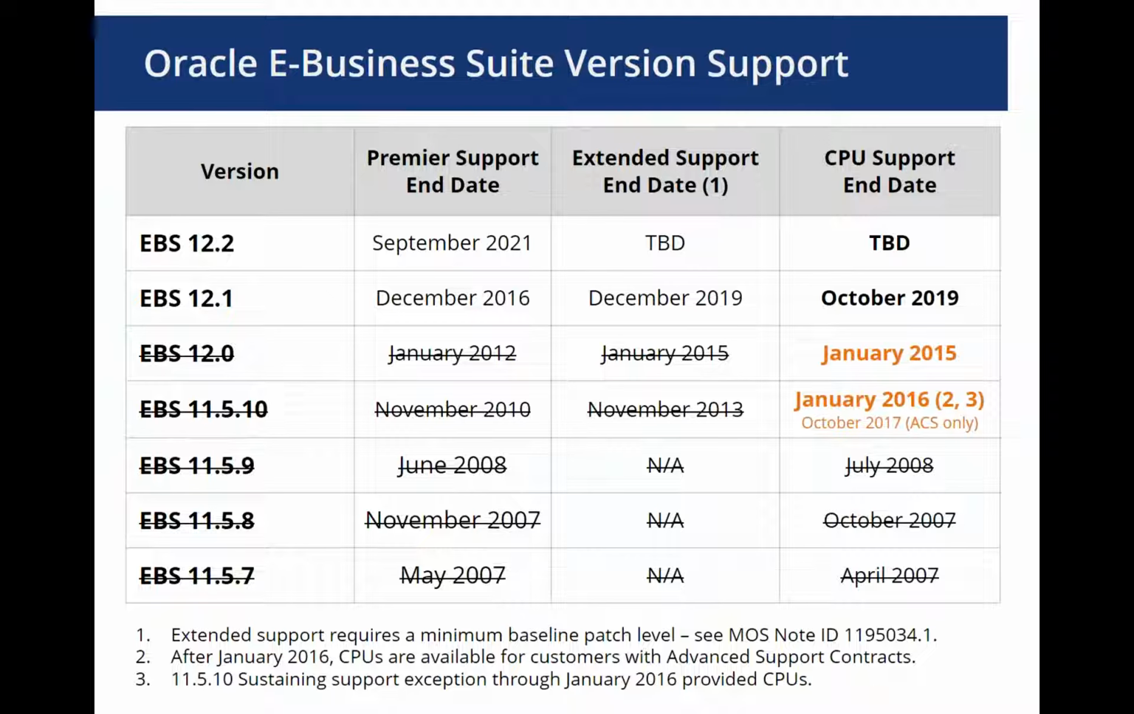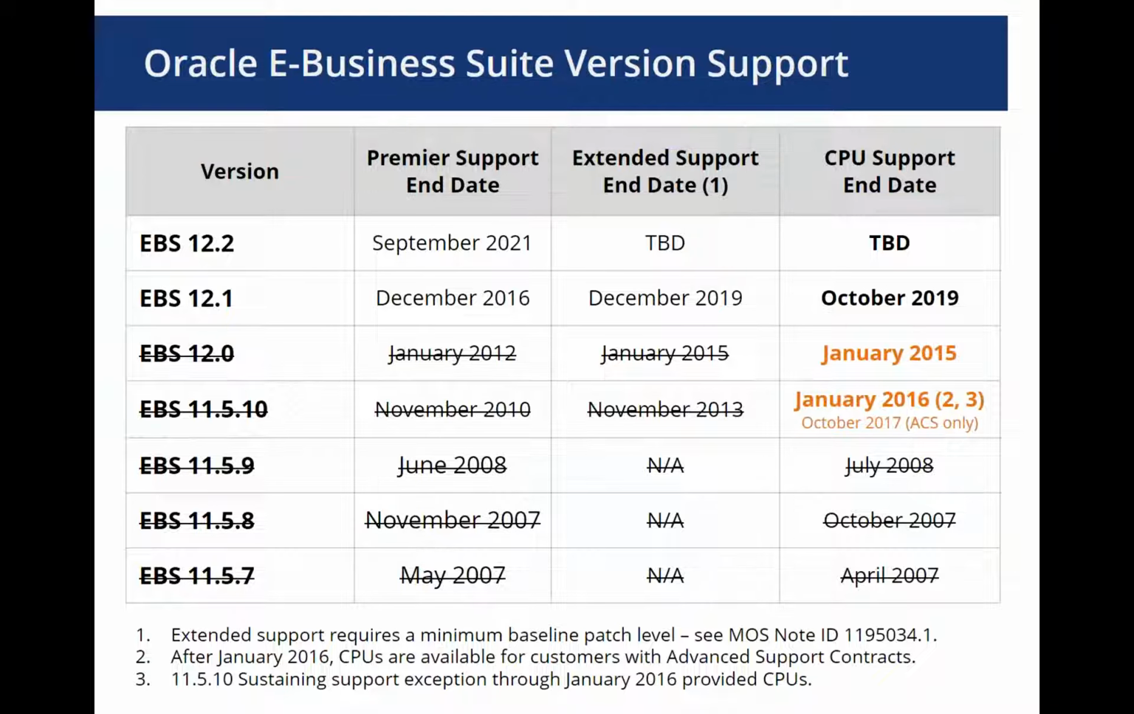Oracle Business Suite 12.1 and 12.2 are really the only mainstream supported versions. So if you are not on one of those two versions, most likely you're not applying security patches. 12.0 CPU support ended January 2015. 11.5.10 mainstream support ended January 2016, unless you've purchased a Tier 1 advanced support contract, which is a significant amount of additional money, then you're actually supported for security patches through 2017.